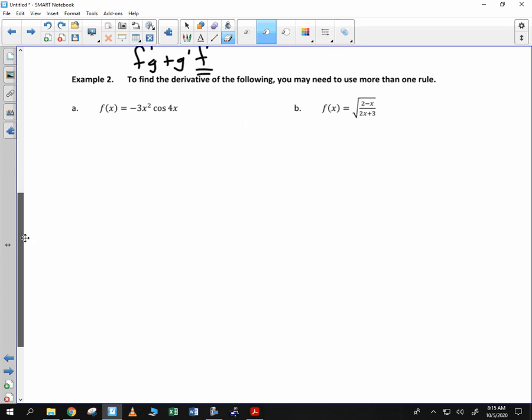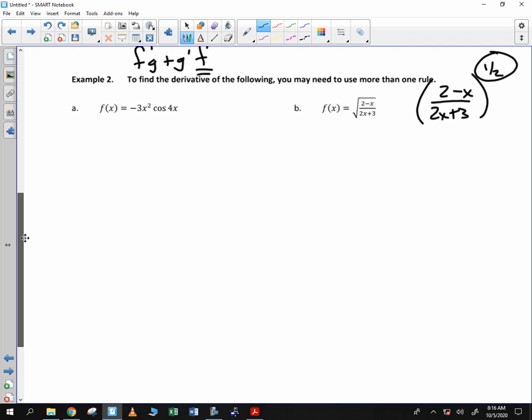Letter B is rather involved. By looking at it, maybe you can see that it involves both the chain rule as well as the quotient rule. Now, you might be tempted to set up the quotient rule first, but don't do that. The fact is it's 2 minus x over 2x plus 3 raised to the 1/2 power. So you can see if you work from outside in, or your last operation in, your last operation is to take it to the 1/2 power, you set up the chain rule to start, which is u to the 1/2. And then the inside is 2 minus x over 2x plus 3.